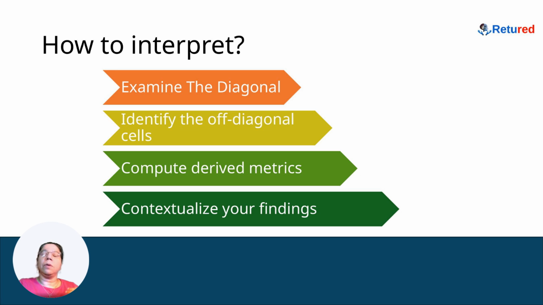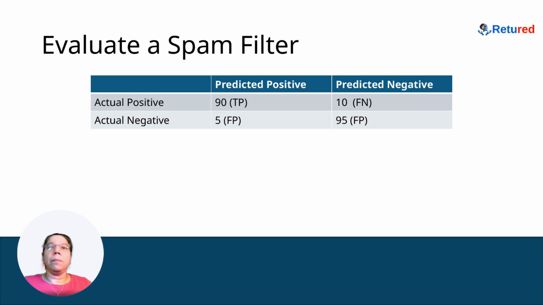Compute derived metrics. Use the formulas provided above to calculate accuracy, precision, recall, and F1 score. These metrics can help you compare different models or fine-tune your current model. Contextualize your findings: consider the cost or impact of different types of errors. Adjust your model or threshold based on what's more acceptable for your specific application.